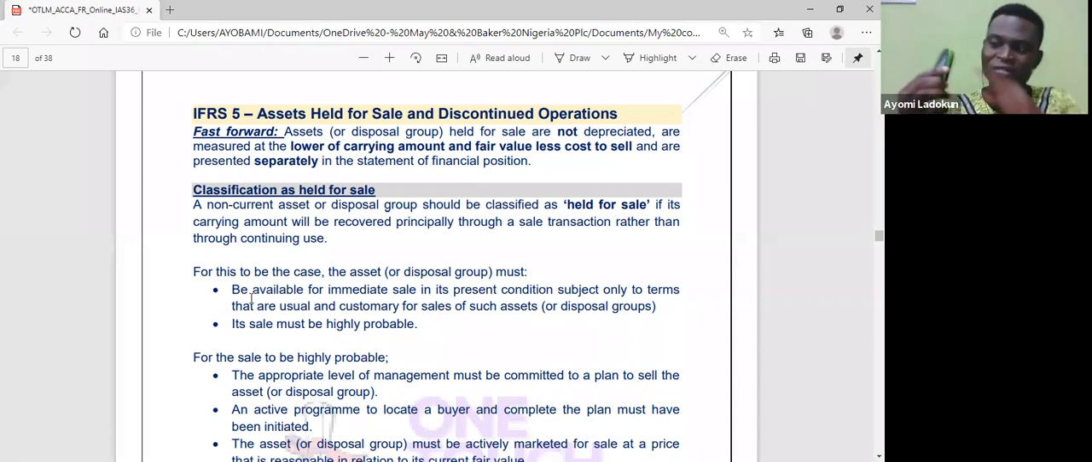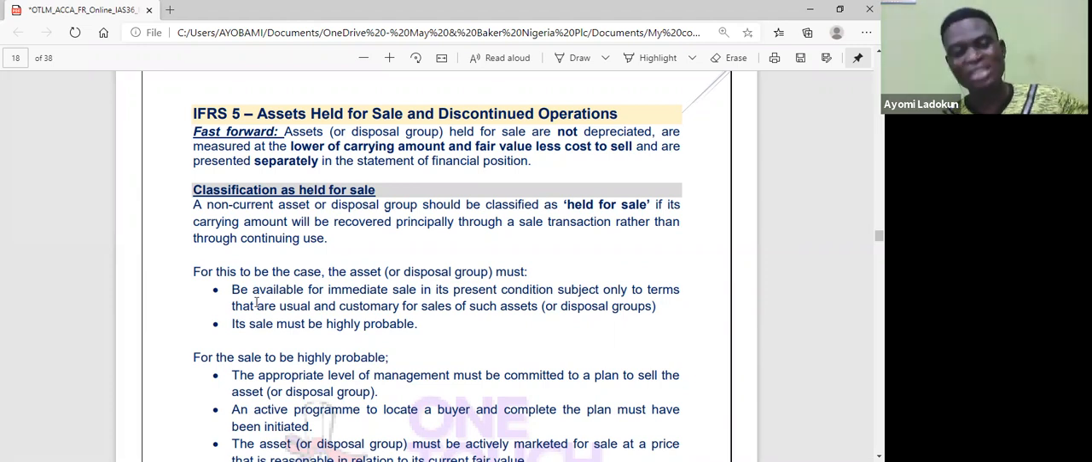What does that mean? If there is a defect on this asset that I need to fix, and I have not fixed it as at the reporting date, I cannot classify it as held for sale. It has to be available for immediate sale, like, oh yeah, buy it. Where's the money? Yeah, take it. So there is nothing to be fixed. It's like when you want to rent a house, they tell you pay first before they go and do some things in that house. That means it's not available for immediate sale in its present condition.